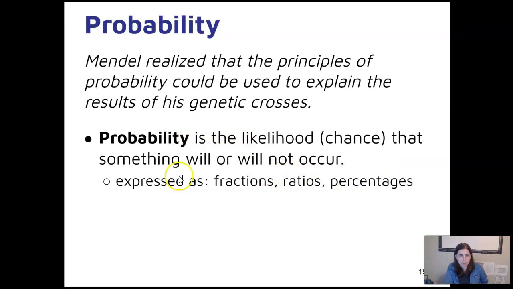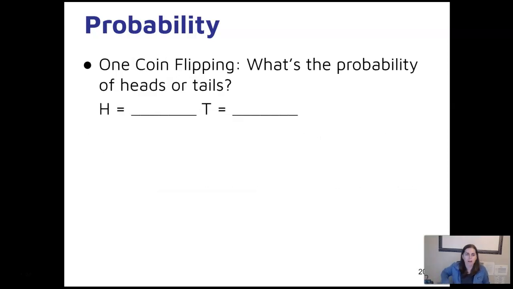Mendel realized that the principles of probability could be used to explain the results of his genetic crosses. So probability is, and this part you do copy down, the likelihood or chance that something will or will not occur. It is expressed in fractions, ratios, and percentages, and we will be working with multiple varieties of both. Actually, we will do all 3, so you'll be able to be very fluent in doing that. Okay? All right, we're going to practice some coin flipping here in a second.